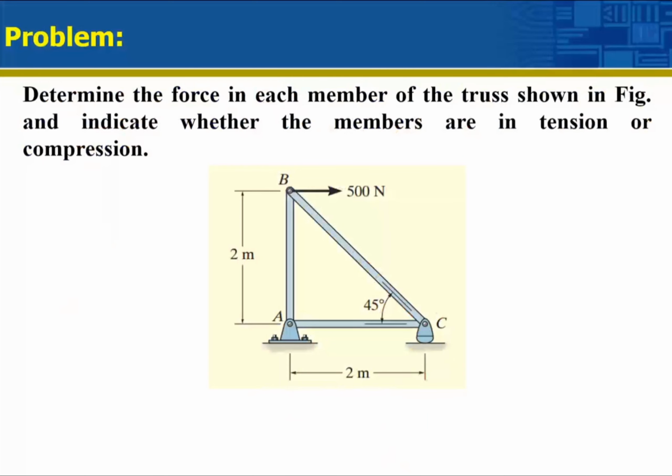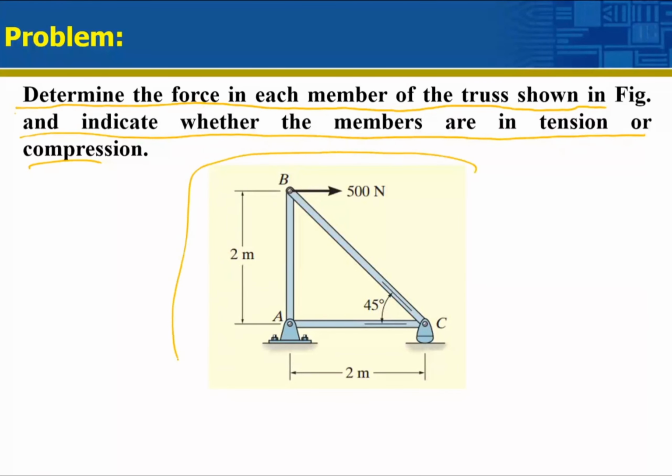Same example. Remember this example, force being applied up here, and I've got two support reactions. Now it says here, determine the force in each member of the truss and indicate whether the members are in tension or compression. It's exactly the same example, but now it's not asking to find the reaction forces. It's saying find the force in each member.